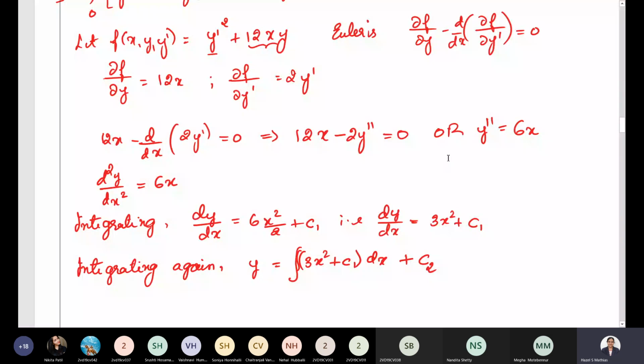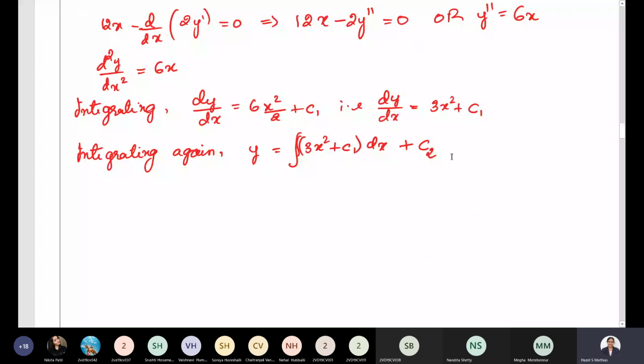Okay, now integrate this term. What do we get on integrating? It is a constant term, so we get x cube plus c1x plus c2. So what is our ultimate final answer? y equals x cube plus c1x plus c2. This is our function y at which the given functional attains an extremum.